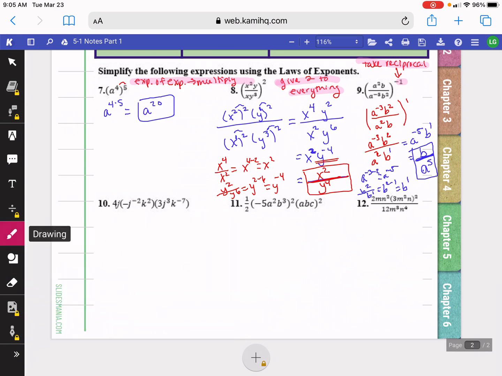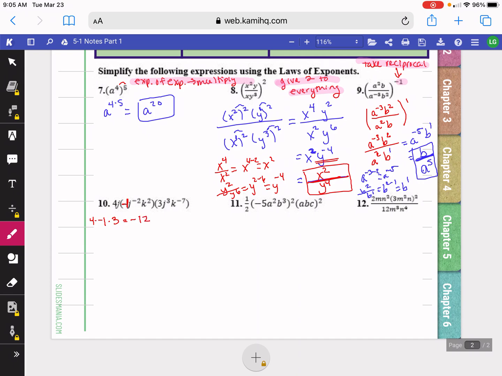These last problems are going to put everything together. So here, this is a multiplication problem. So right away I noticed that. So I'm going to start by multiplying my coefficients, or the big numbers in front. Here I have an imaginary negative 1. So I'm going to do 4 times negative 1 times 3. That comes out to negative 12.